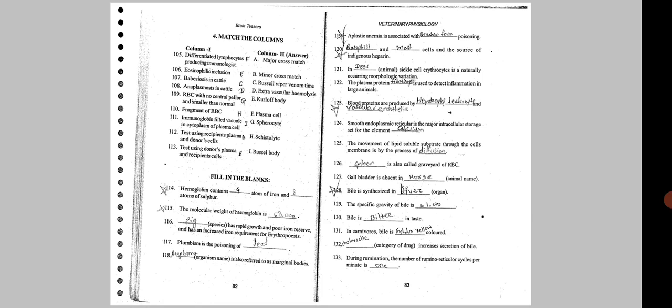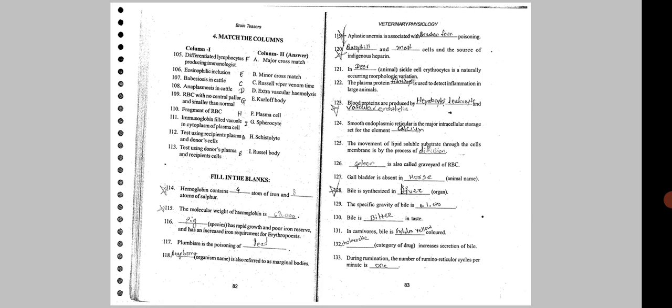Spleen is called the graveyard of red blood cells, and diffusion is the movement of molecules from the region of higher concentration to lower concentration without use of energy. Smooth endoplasmic reticulum is the major storage of calcium. Calcium is stored in the cell. In the smooth endoplasmic reticulum, the blood proteins are produced by hepatocytes, leukocytes, and vascular endothelium. The plasma protein fibrinogen is used to detect inflammation.